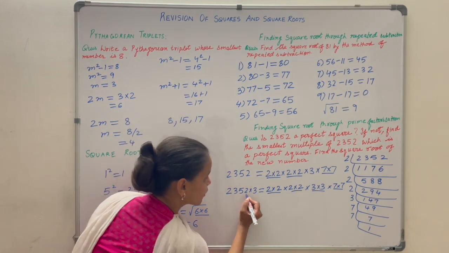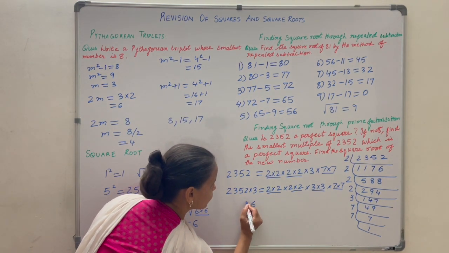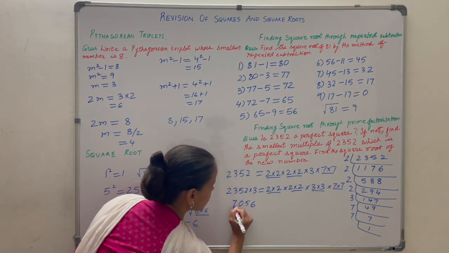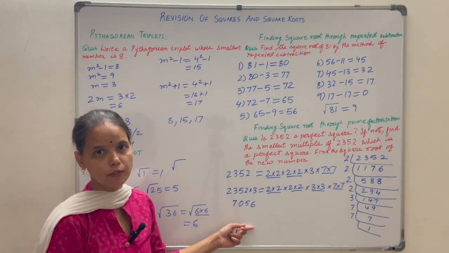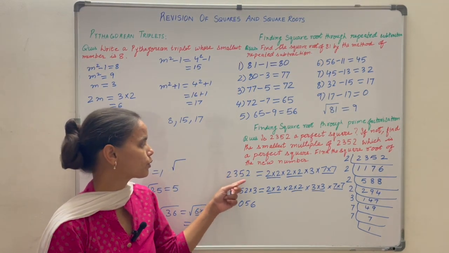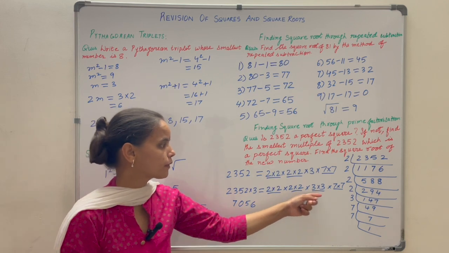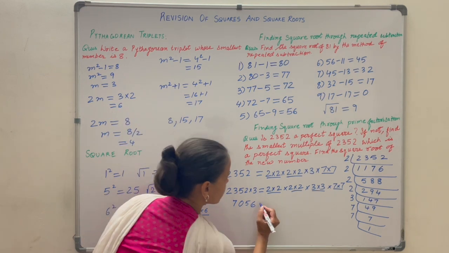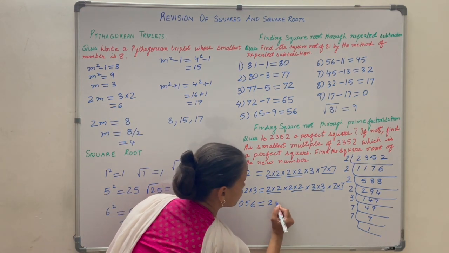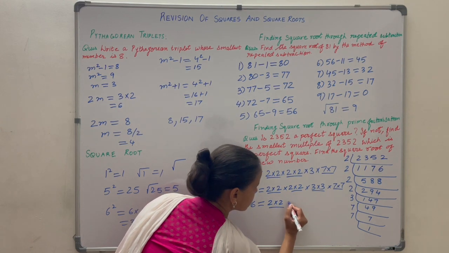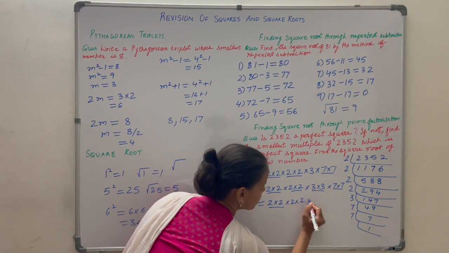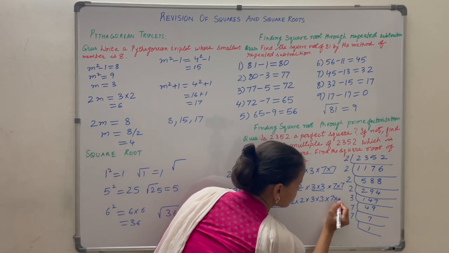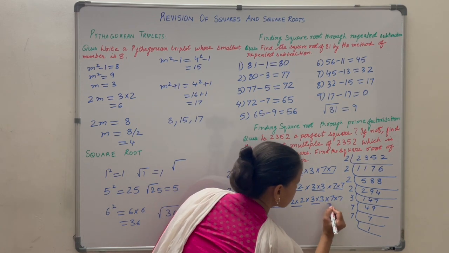What is that number? 3 into 2 is 6, 3 into 5 is 15, 3 into 3 is 9, and 1 10, 3 twos are 6 and 1 7. So 7056 is a multiple of 2352 which is a perfect square. You can see the factors of this number are in pairs. So let us write down the factors of this number. 2 into 2 and here again 2 into 2. Again now here 3 into 3 and 7 into 7. So all these numbers are in pair.